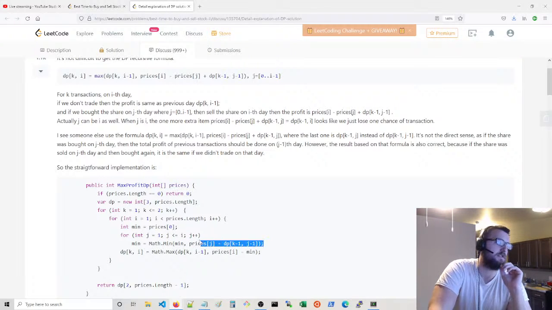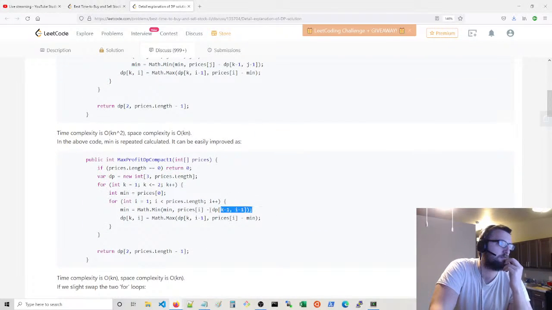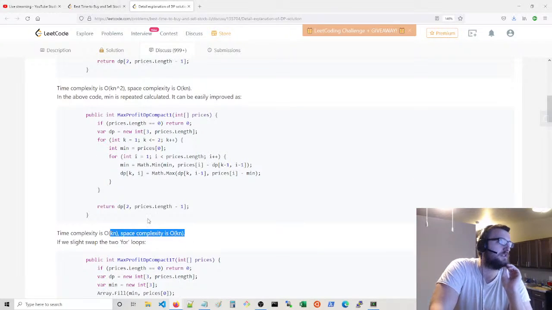But yeah, like I said, he said this is actually doing a lot of redundant work, and you can see it somewhat clearly. Because of that, you can put the minimum above this loop, and then just use the last value for i when j is equal to i. So then do prices of i minus dp k minus 1, i minus 1, which is here. That's exactly what he did, and that's him explaining how we can now get O of kn.